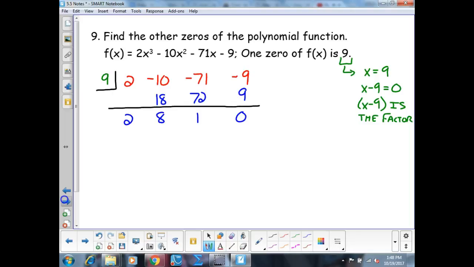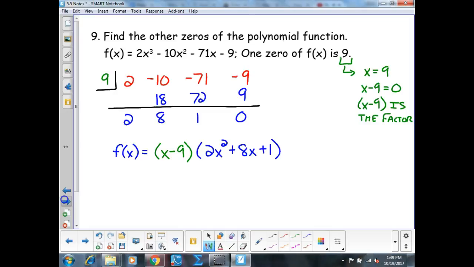So f of x is a minus, and that's a minus. That's why I circled it. I changed it. It's not a 48. It's 2x squared plus 8x plus 1. So then I write remainder of 150.